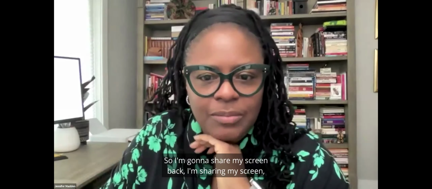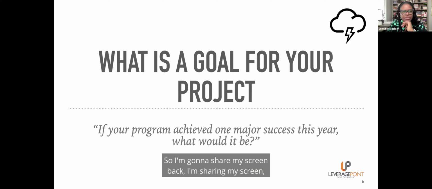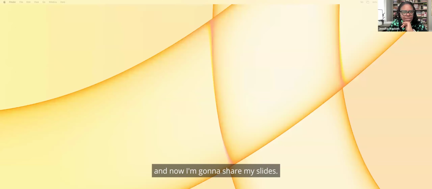So when we think about some of these goals, again, I want to put a new tool in your toolbox. And this tool is the problem tree analysis. And the reason that I'm starting here is that sometimes we need to really understand a challenge across some different depths. So I'm going to share my screen back. Share my screen. And now I'm going to share my slides.